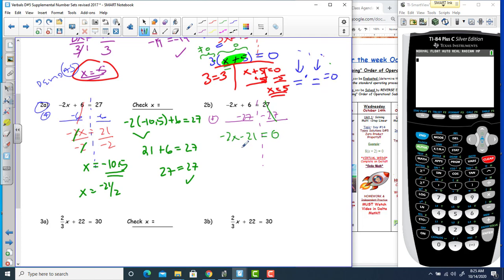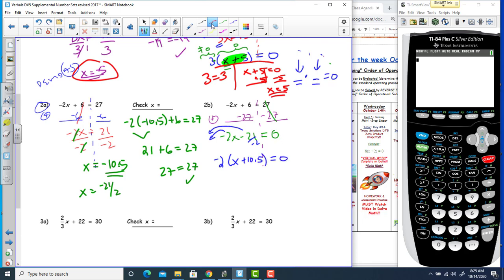So in order to do that, what we typically do is we divide out the lead coefficient of negative 2. So we're going to reverse distribute negative 2. We're going to divide it out. And to divide it out, when you divide negative 2x divided by negative 2, you're just going to get 1x. When you divide negative 21 by negative 2, you're going to get positive 10.5. And that's all going to be equal to 0.